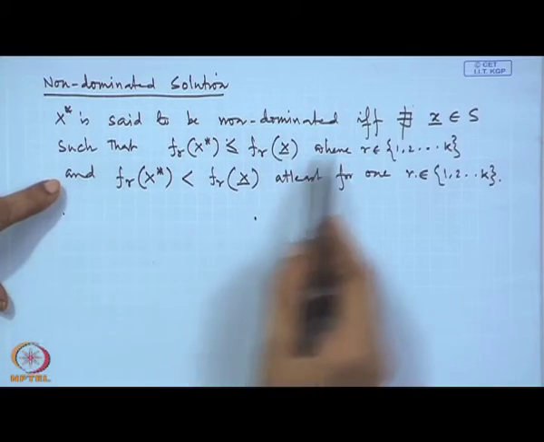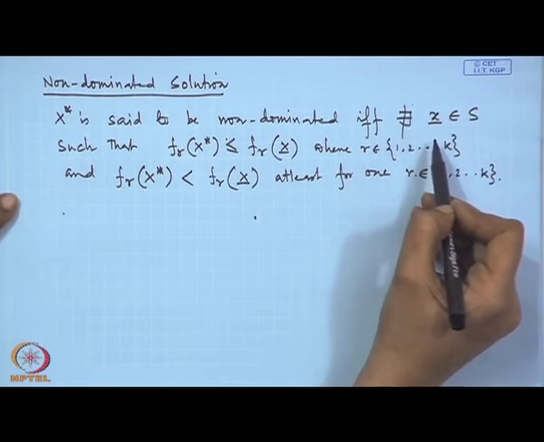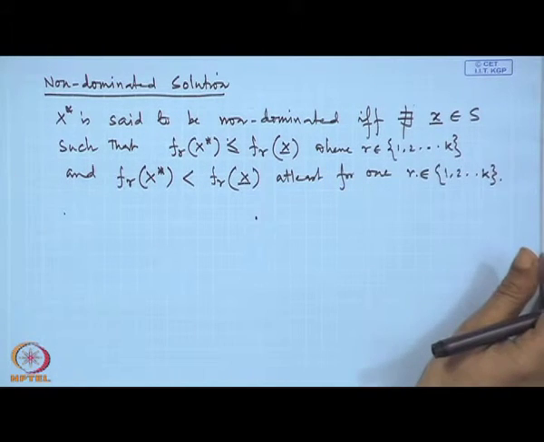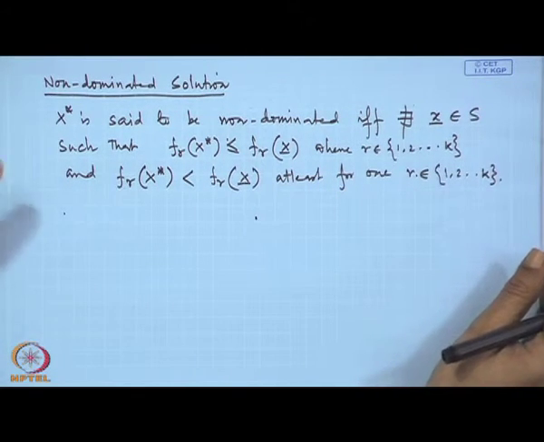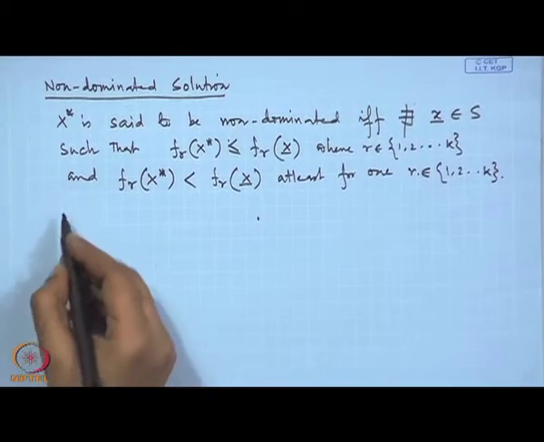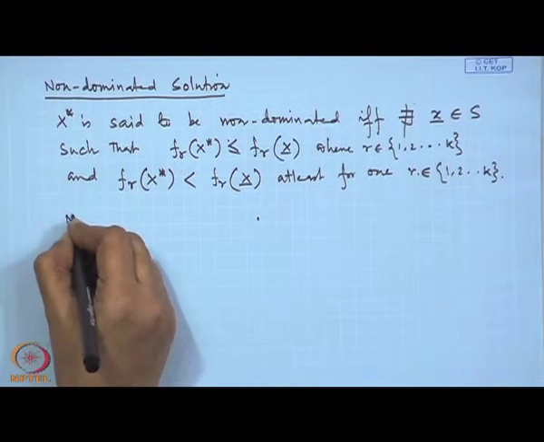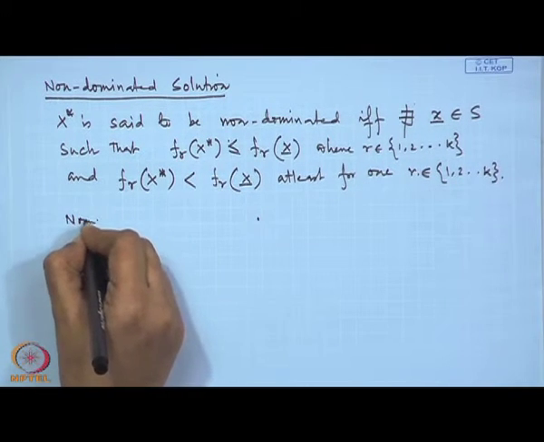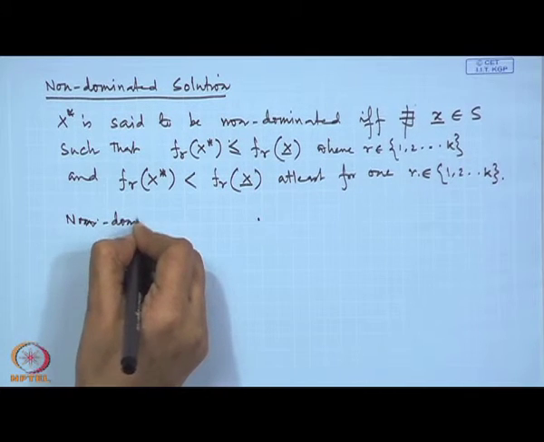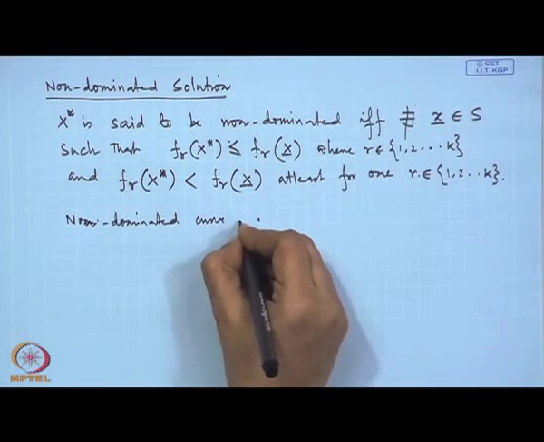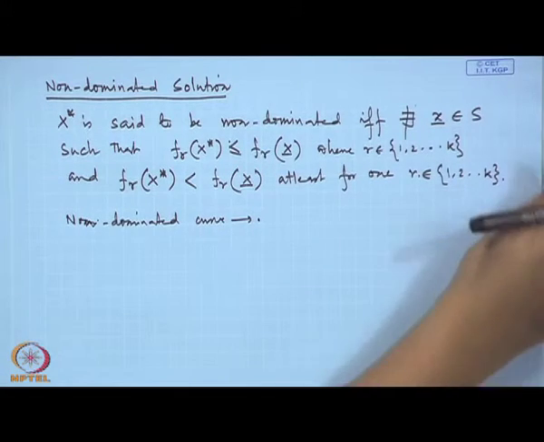That is why it is not possible to have any kind of x such that both the inequalities hold together. And the non-dominated solutions are lying on a specific curve, that is called the non-dominated curve, on which every solution is a non-dominated solution.